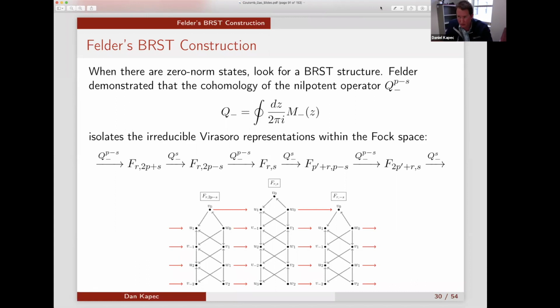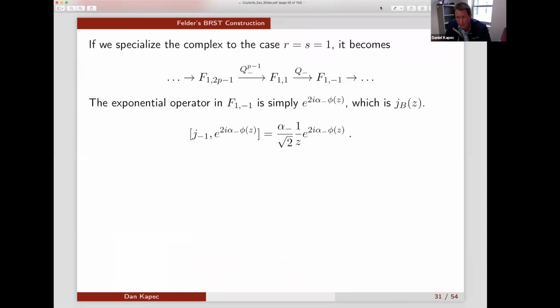If you just try to do it in the most general case, it's pretty intimidating, and I don't think I will manage to convey it to you in a talk. So I think it's better to just do a couple of simple examples, which hopefully convey the flavor and show you how things are supposed to work. So one very simple example is the identity Fock space. That's F11 in the middle. The Fock space sitting to its right is the one that involves this special operator e to the 2i alpha minus phi, which is what I'm going to call the BRST current.